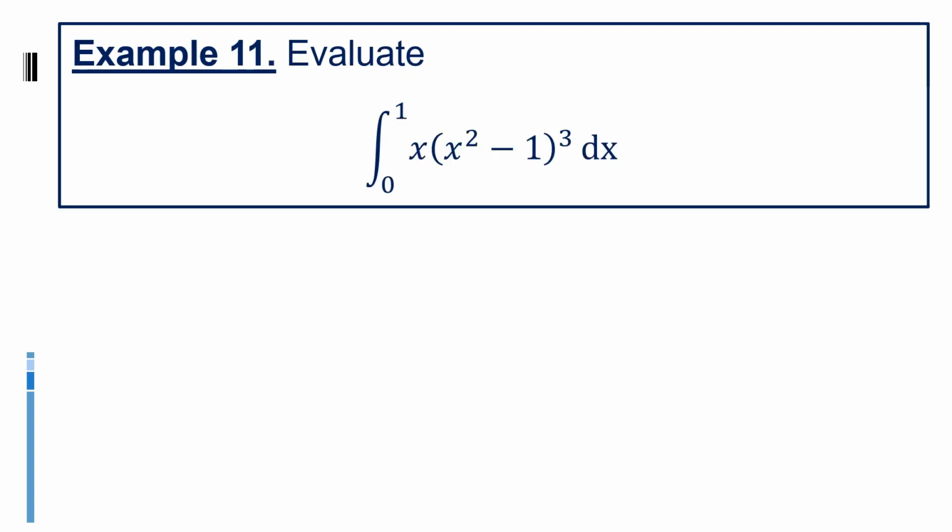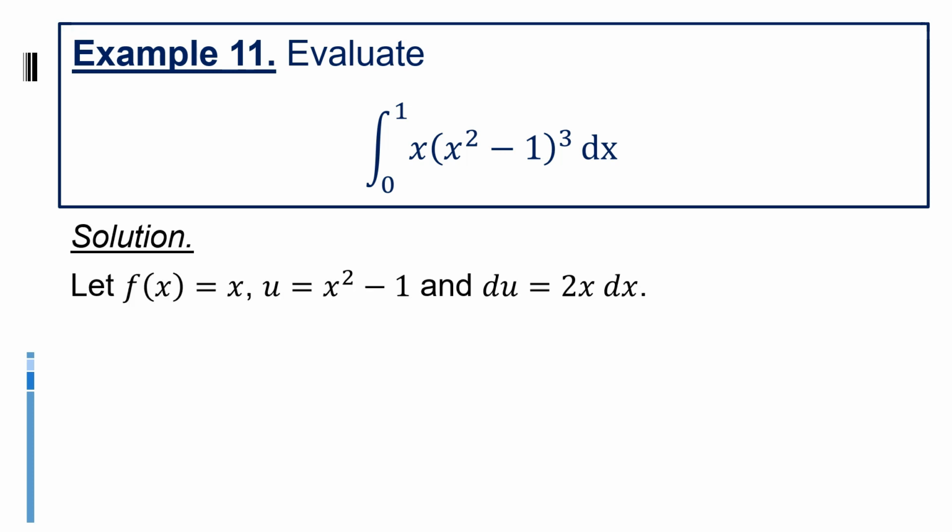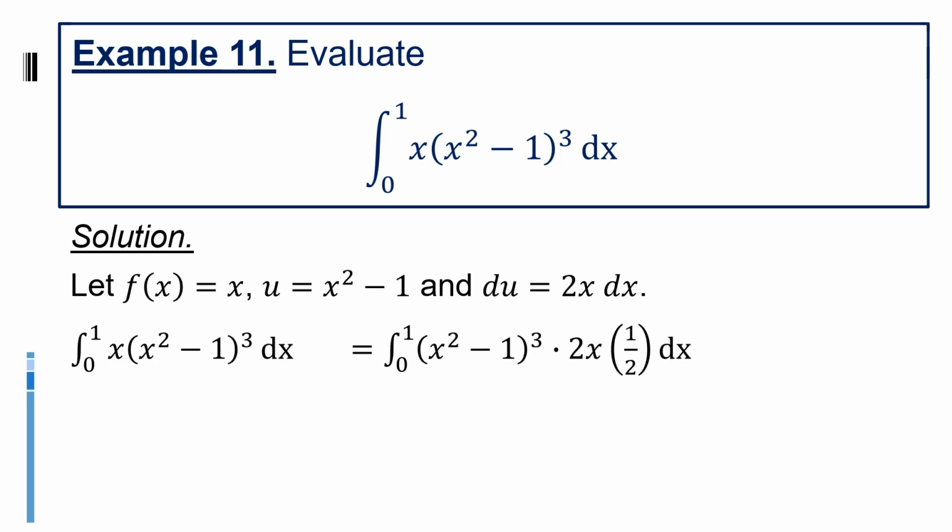Let's evaluate the integral from 0 to 1 of x times x squared minus 1 cubed dx. So we let f of x be equal to x, u be equal to x squared minus 1, and du be equal to 2x dx. Then, the integral from 0 to 1 of x times x squared minus 1 cubed dx is now equal to the integral from 0 to 1 of x squared minus 1 cubed times 2x times 1 half dx. So ngayon, ilalabas lang natin yung 1 half doon.